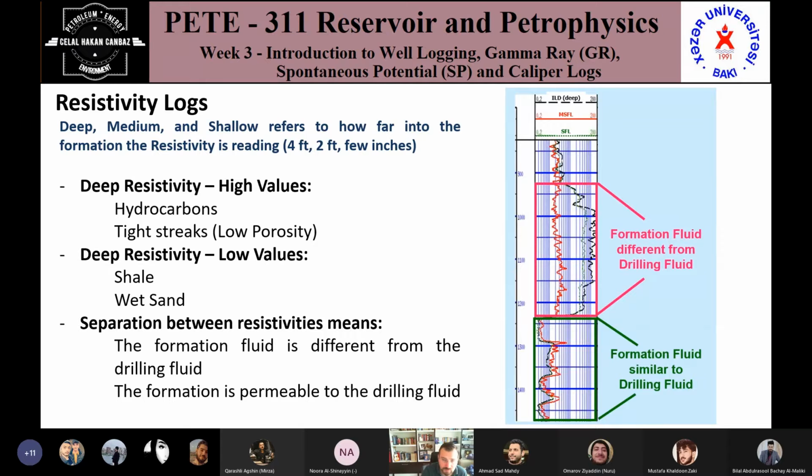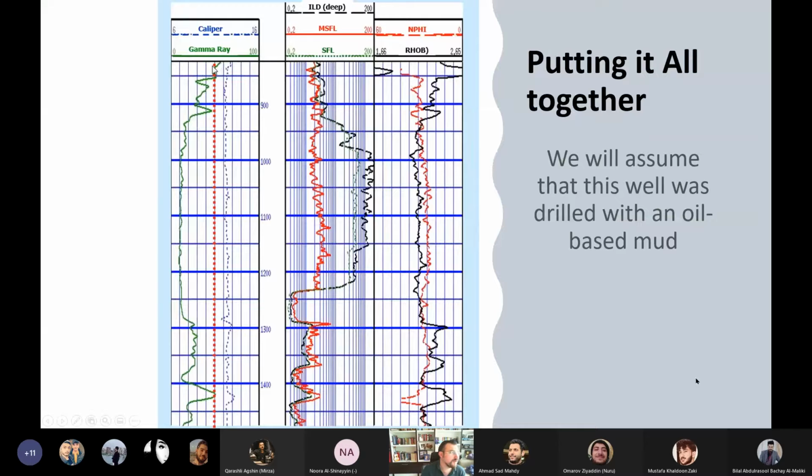So now, let's combine all of them. I have my caliper log, my gamma ray log, my resistivities, my neutron and density log. This is a real case, by the way.